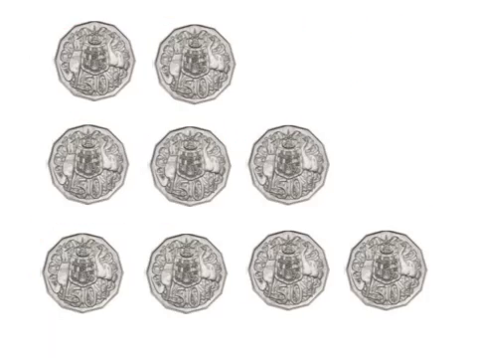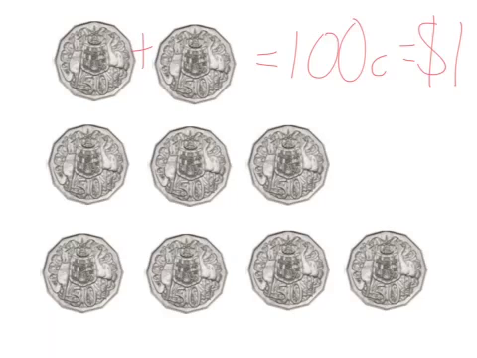Now, 50-cent pieces is a little bit different. So I know that 50 plus 50 equals 100. What do we know about 100 cents? That's right, that equals $1. So now what I do is I can count it in two ways. I'll show you one way. I could go 50, 1 because that equals $1.